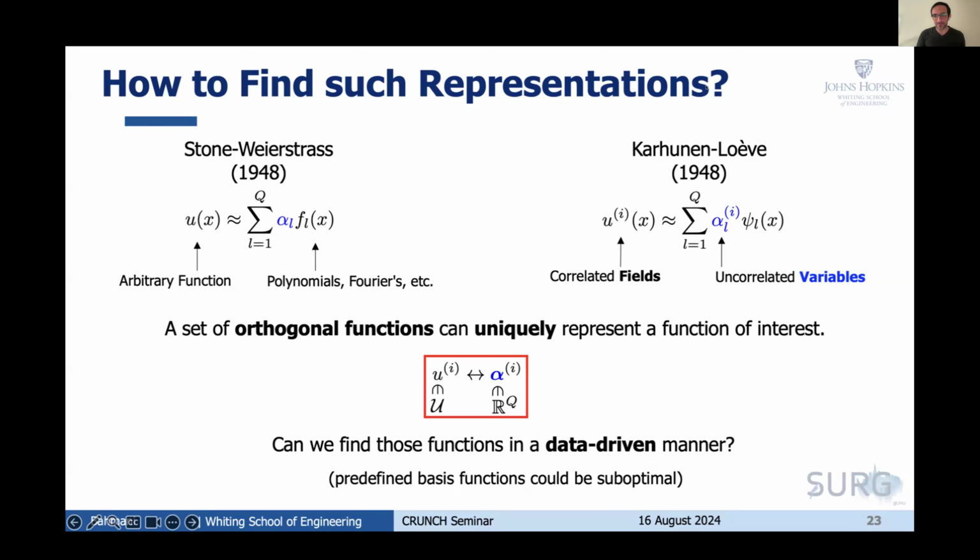Go ahead. Okay. Sure. But one key here is that we are interested in having those bases be orthogonal to each other, because that gives us a unique representation. Otherwise, you cannot go back and forth between function space and vector space and so on. So the predefined bases could be suboptimal.